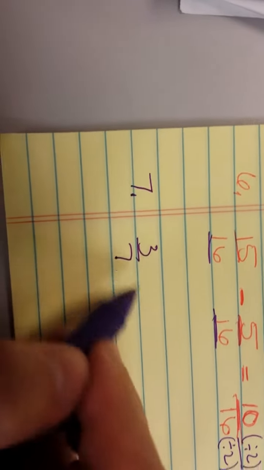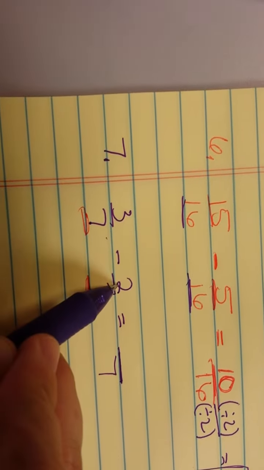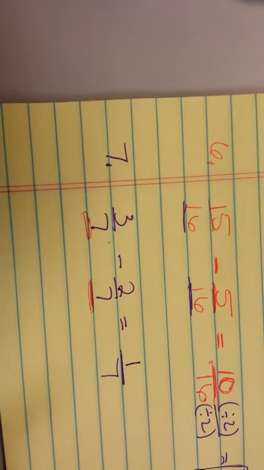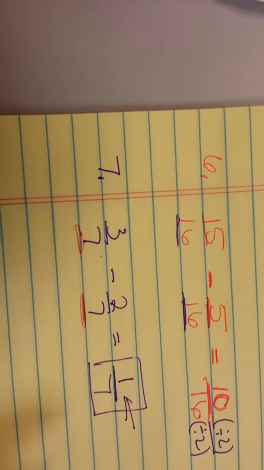Okay, 3/7 minus 2/7. So here's your common denominator. It is the same. So you're just going to subtract straight across. 7 is your common denominator, and you're going to subtract 3 minus 2 is 1. We know that can't be reduced because 1 is on top.